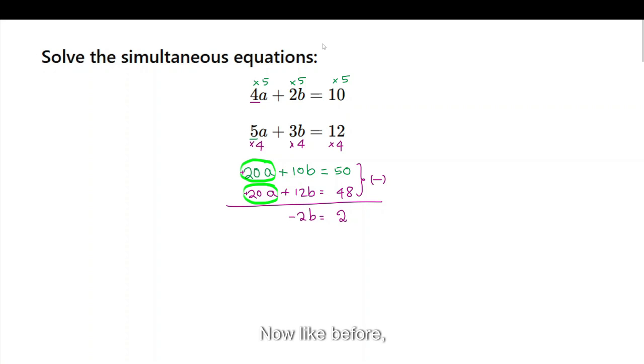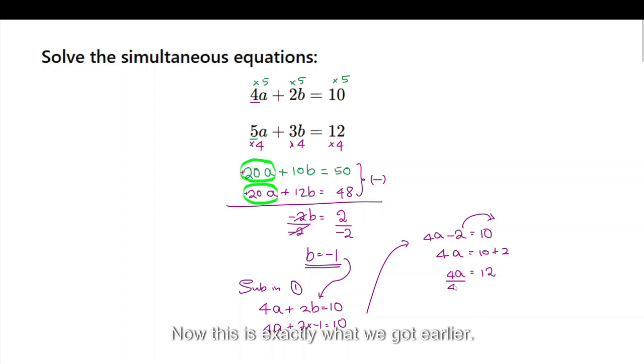Now, like before, substitute in 1. Let's do that. 4a plus 2b is equal to 10. Now, this is exactly what we got earlier. But if you remember, when we made b's the same, we got the value of a first, then the value of b. Now this time we made a is the same. We got the value of b first, followed by a. But it's exactly the same answer.